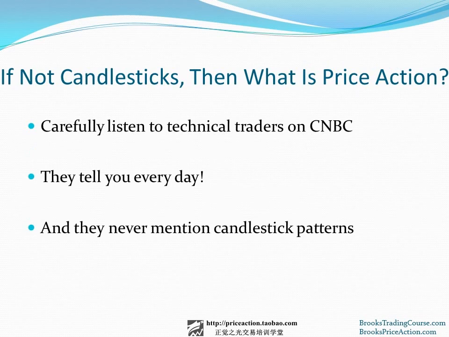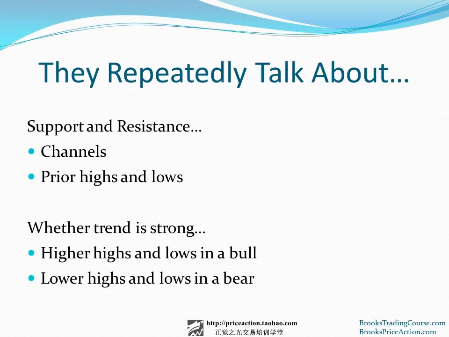Just listen to what the traders on CNBC tell you, and they tell you this every day. They talk about why they're taking trades, and you never hear them talk about candlestick patterns. What you hear them talk about is, the market's near the bottom of a channel, I'm going to buy. It broke out, and now it's pulling back to that prior high. That prior high is now support, I'm going to buy. Oh, it broke to the downside and now it's coming back to the bottom of the upper trading range, therefore it's approaching resistance, I'm going to sell.